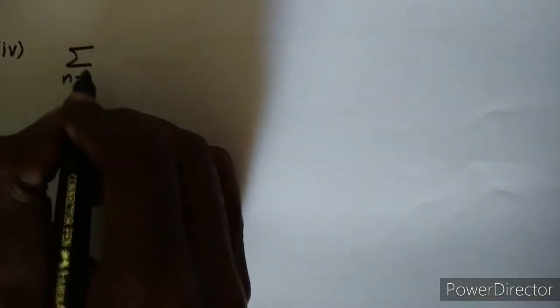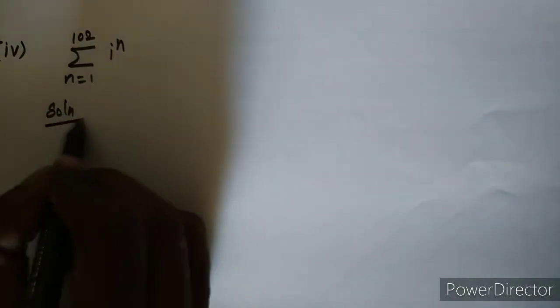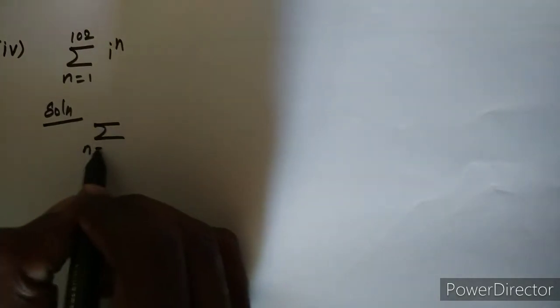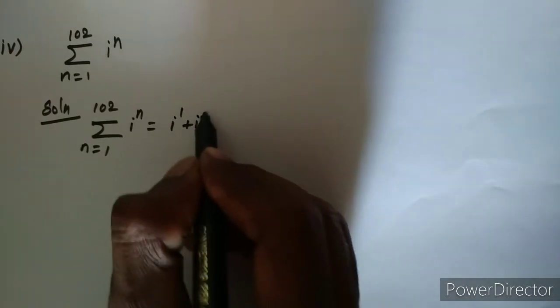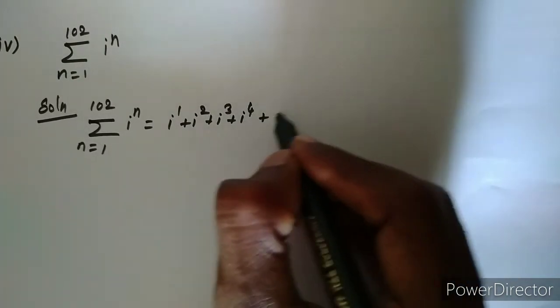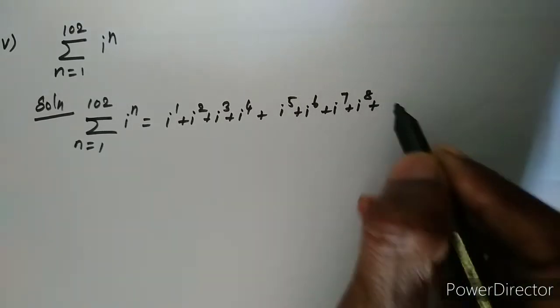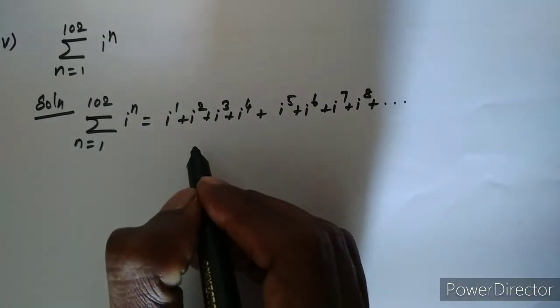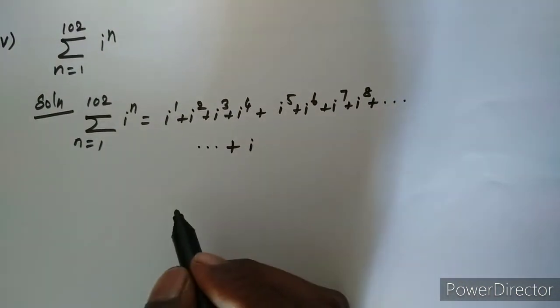Next, subdivision number 4. Summation, n equal to 1 to 102, of i power n. Now we substitute n equal to 1, 2, 3 up to 102. Therefore, there are 102 terms. Start with i power 1 plus i power 2 plus i power 3 plus i power 4 and so on. The last term is i power 102. But I will write some in-between terms also.